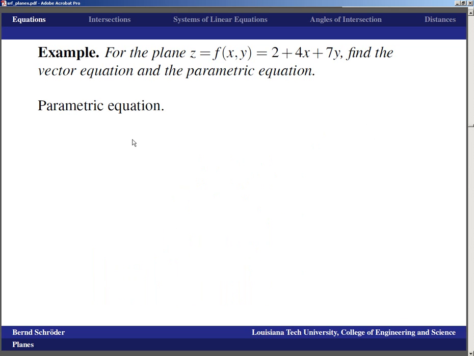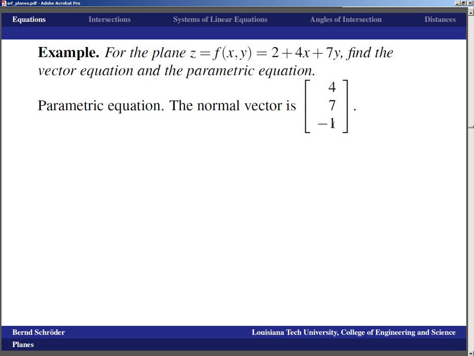Okay, parametric equation. The normal vector, well, is 4, 7, negative 1. We knew that already, and for the parametric equation, we need 2 vectors that are perpendicular to the normal vector. Now, that sounds hard, but actually there are infinitely many vectors inside that plane that are perpendicular to that normal vector. We just have to generate 2. Well, what do we know about perpendicular vectors? Vectors are perpendicular if and only if their scalar product works out to be 0. How can I generate a vector whose scalar product with 4, 7, negative 1 is equal to 0?